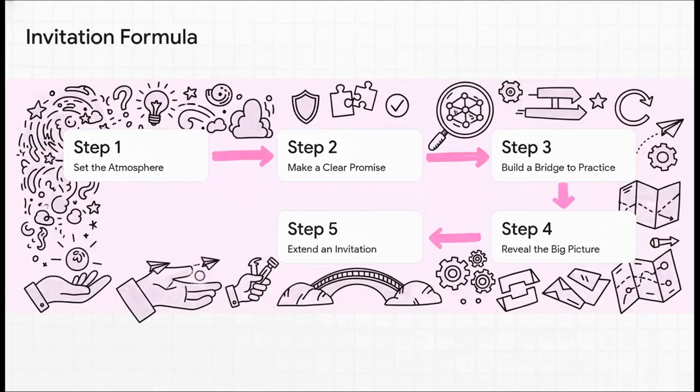And there it is, the complete 5-step formula. You start by setting an atmosphere to get people curious. You make a clear, manageable promise to build their confidence. You build a bridge to practice to make it feel real. You reveal the big picture so it feels meaningful. And then finally, you extend an invitation to make it a shared adventure.